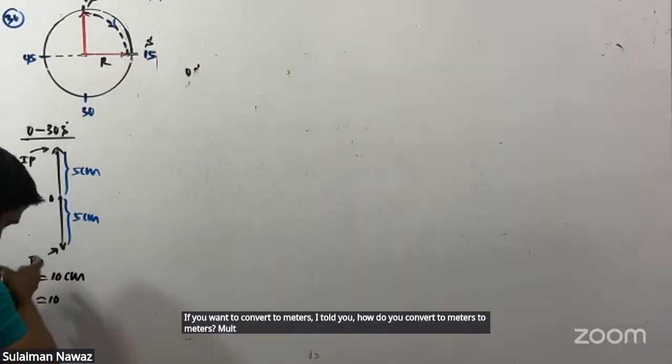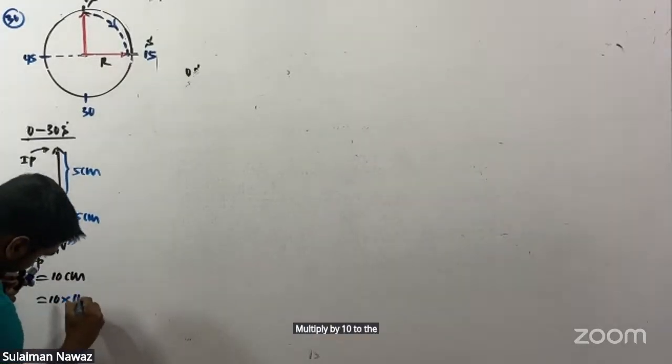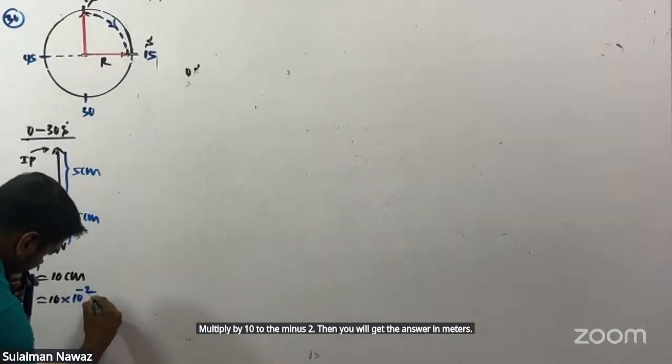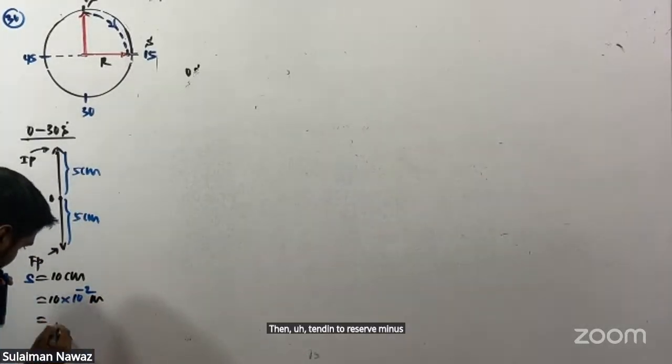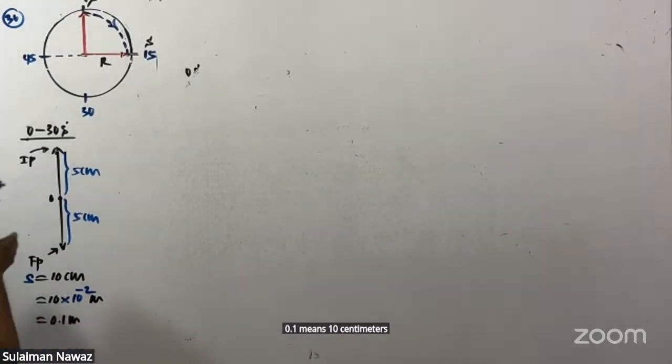If you want to convert to meters, I told you how to convert centimeters to meters. Multiply by 10 to the power minus 2. Then you will get the answer in meters. Then 10 into 10 to the power minus 2 means 0.1 meters. 10 centimeters means 0.1 meters.